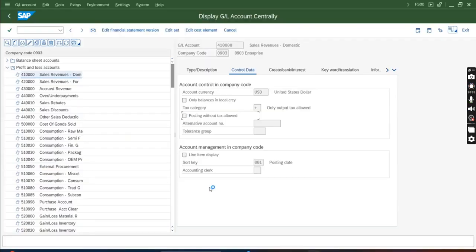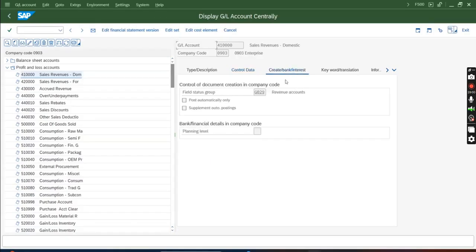Then line item display. I'm just talking about important fields. There are other fields as well. I don't want to spend much time here. So line item display means when I run the balance, say my balance says $500, but I want to see how this 500 is made up. Let me say I have 5 line items. The summation is coming as 500. If I check this in the line item balance display, I can see the segregation, the breakup, how it is calculated. Next, I go to the create bank interest tab. Here I have field status group.